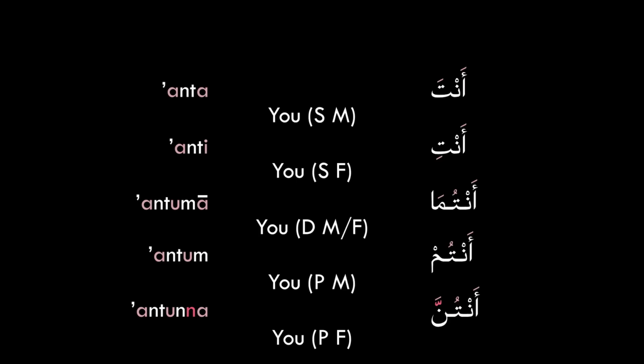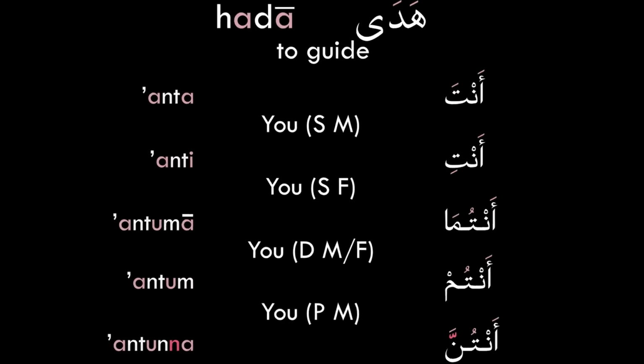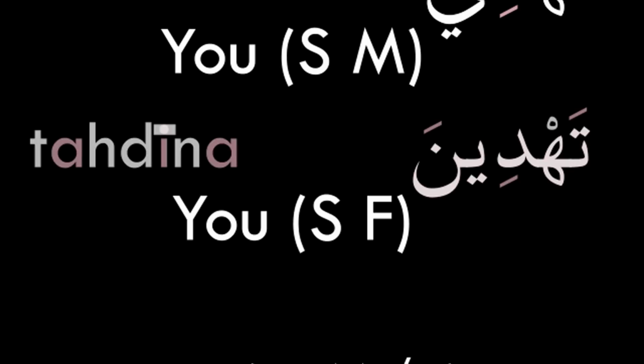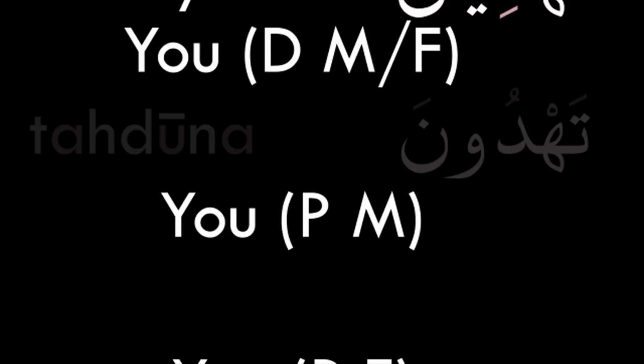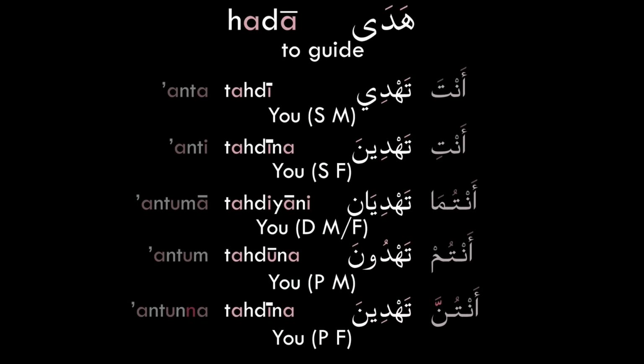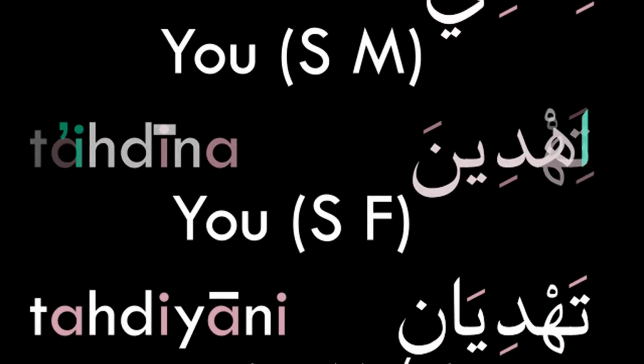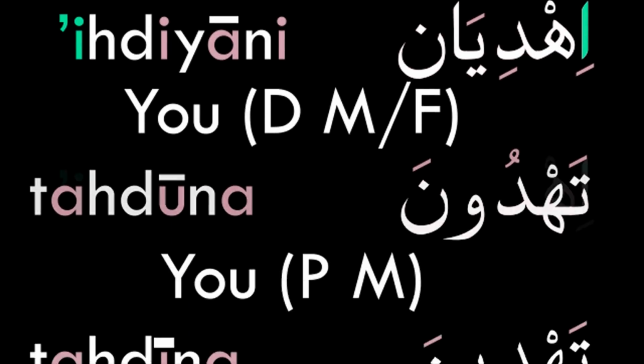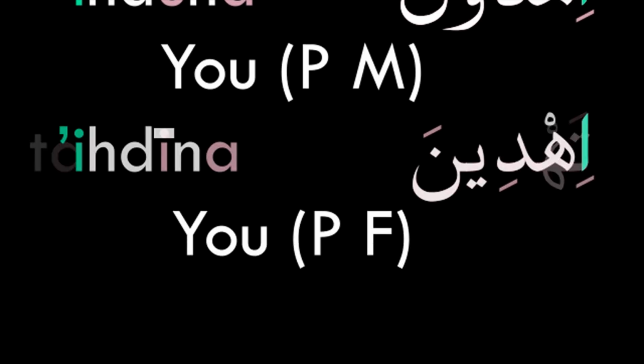For now, let's take a defective verb root. I mean a verb that ends with a weak letter. In our case, let's take the verb hada. The first step is to conjugate it in the present tense in all forms of you. تهدي, تهدين, تهديان, تهدون, and تهدين. The second step is replacing the subject marker, ta, in the first by an alif. They become ihdi, ihdin, ihdiyan, ihdun, and ihdin.